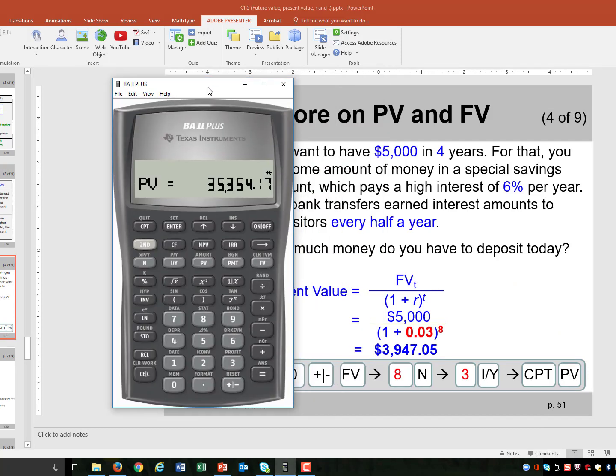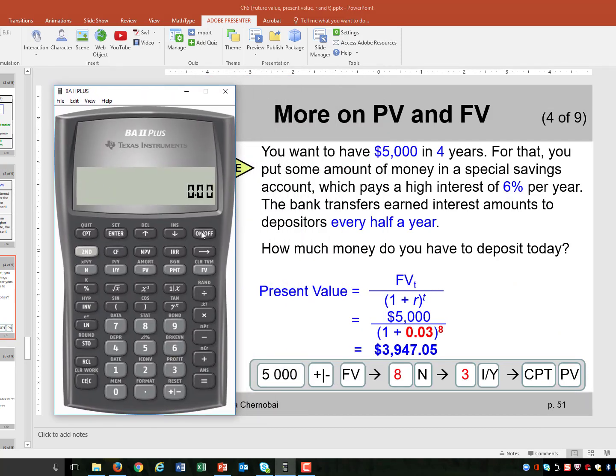Again, financial calculator. Where is it? Here. Turn it on. 5,000 is our goal, what we want to have in the future. Make it negative, press FV. We want to have it 4 years in the future, but we cannot put 4N because this way we will tell the calculator that the interest will be earned 4 times, which is wrong. It will be earned 8 times, 8N.